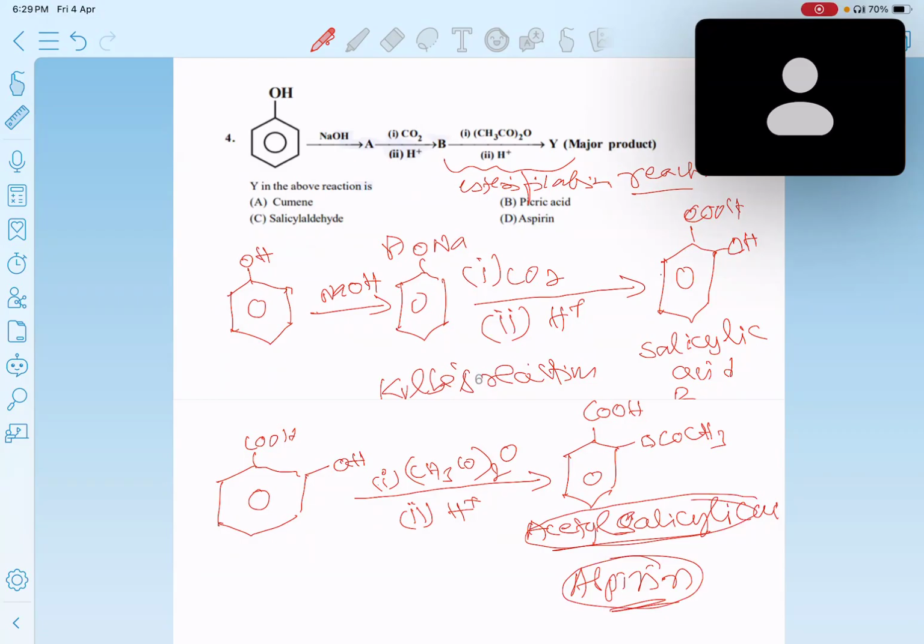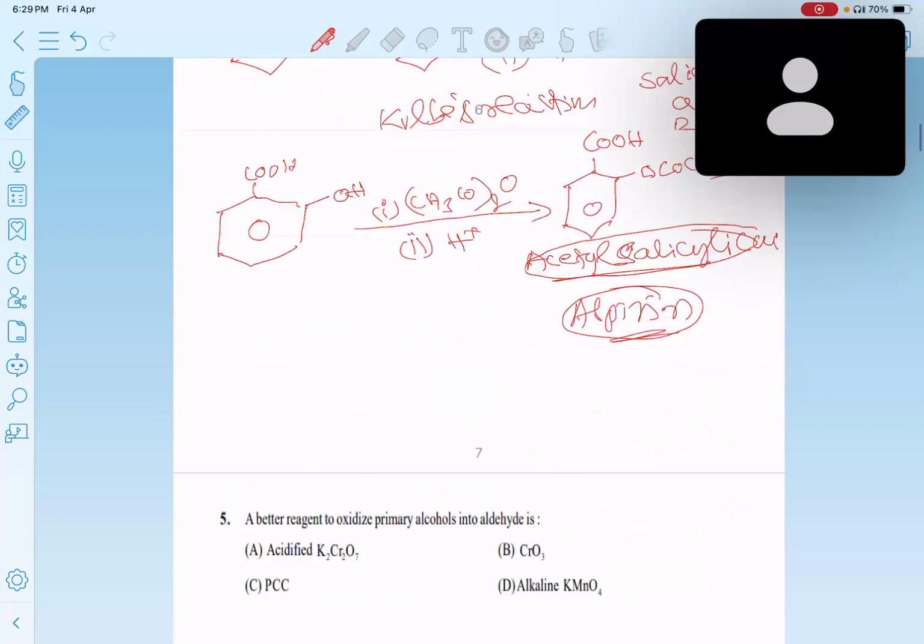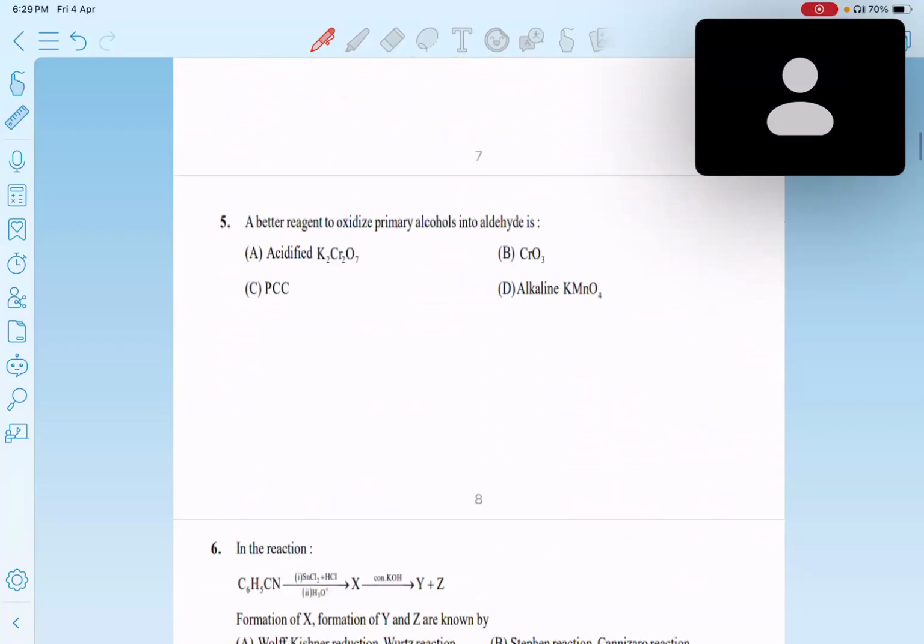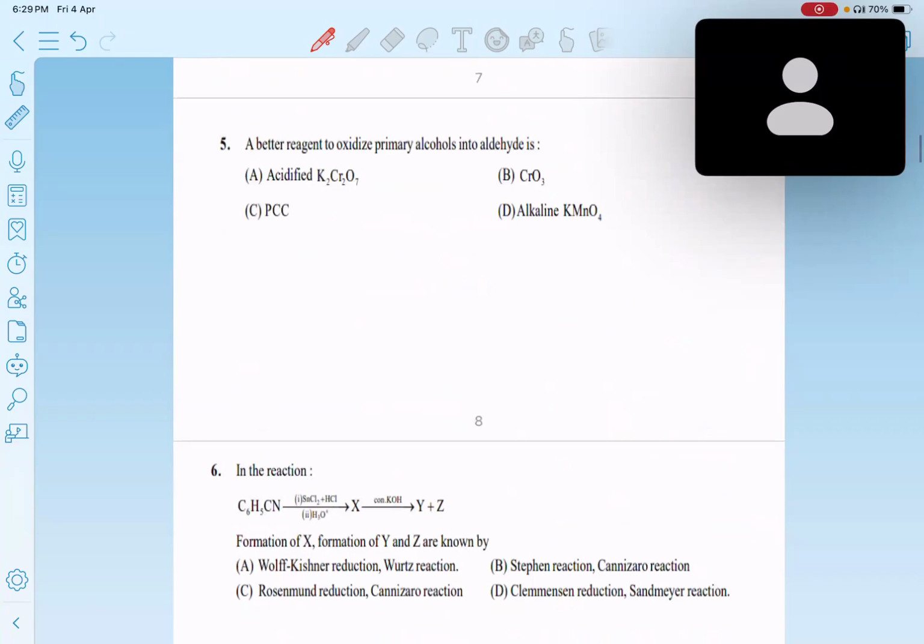So the correct option is that Y in the above reaction is aspirin. The correct option is D. Question number 4, the correct answer is aspirin. Now let us move on to the next question. Question number 5. A better reagent to oxidize primary alcohols into aldehydes.